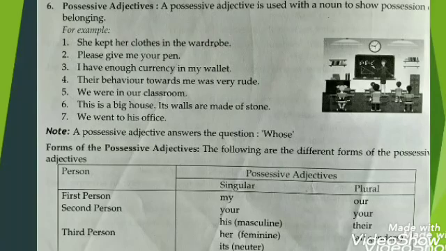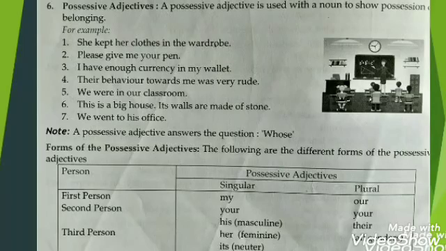Now we have a chart of forms of possessive adjectives. The following are the different forms of possessive adjectives. On one side we have person, and another column is of possessive adjectives. We have 3 persons, children: first person, second person and third person. First person is the person who is speaking, second person is the person who is listening and third one is the one whom we are talking about.